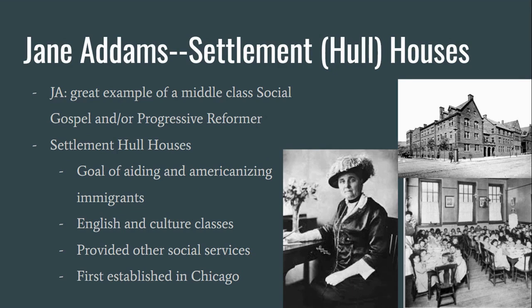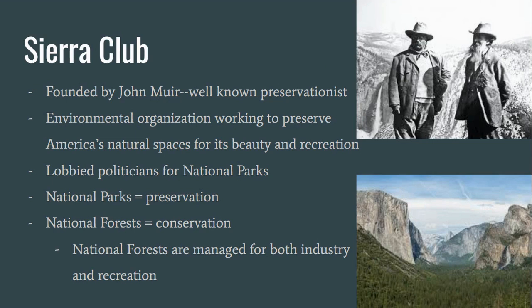Brought up earlier as an example of both the social gospel and progressive movements, Jane Addams and the Hull House movement is a definite need to know in APUSH. Beginning in Chicago and then spreading to cities across the country, Hull Houses had the goal of aiding and Americanizing immigrants. They had classes taught on English and American culture, and also provided other social services, including meals and children's services.